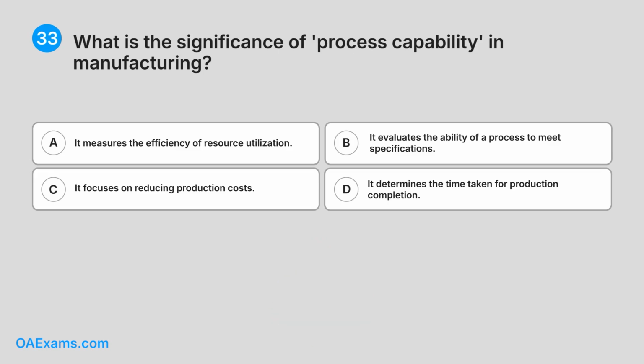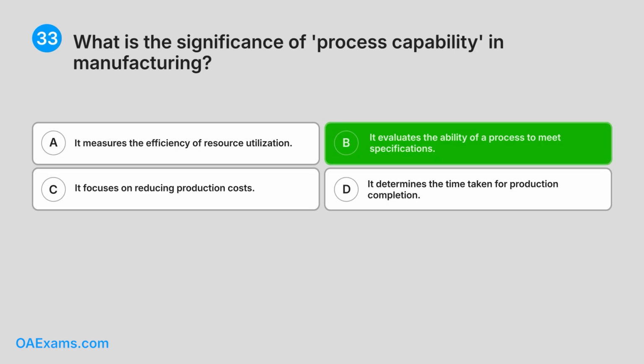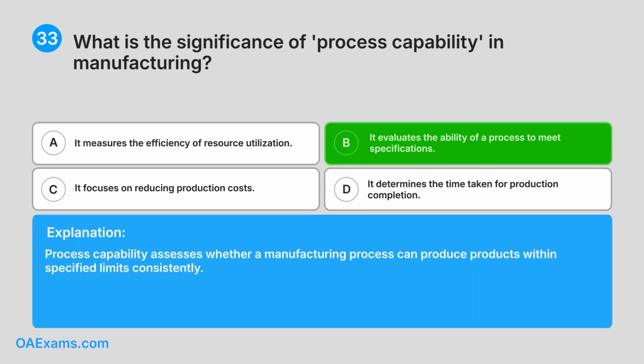Correct answer. B. It evaluates the ability of a process to meet specifications. Explanation. Process capability assesses whether a manufacturing process can produce products within specified limits consistently.